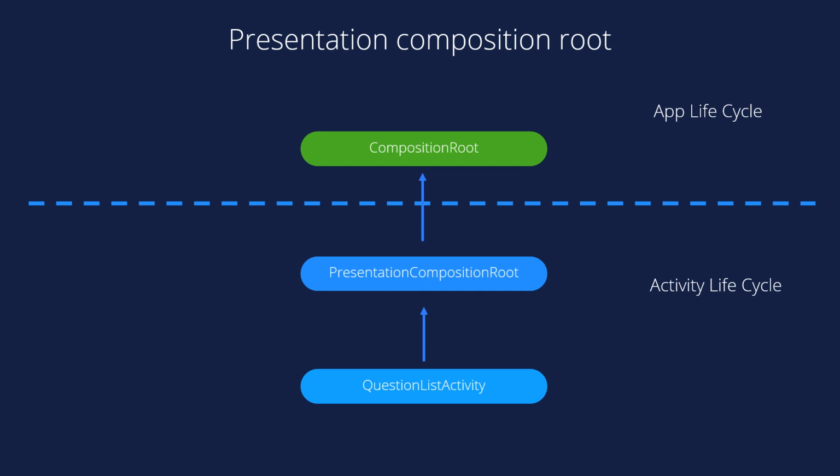We have two levels. As we see in this figure, the composition root is on the side of the app life cycle. And we need to contact the questions list activity, which is on the side of the activity life cycle. So we are going to make intermediate classes that connect the questions list activity and the composition root, which is called the presentation composition root. So let's move to Android Studio and turn this presentation into real code.